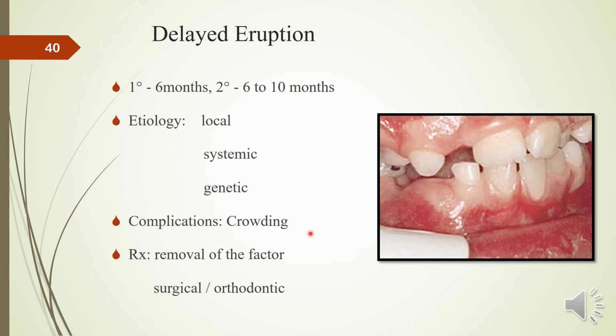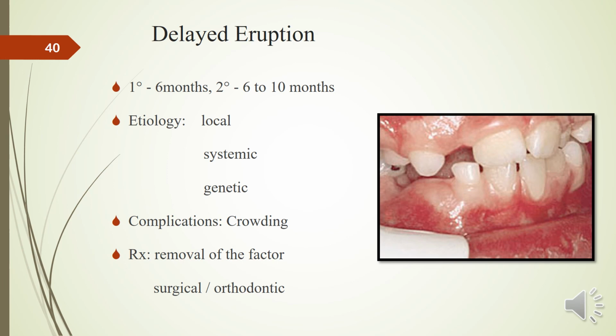The causes could be local, systemic, and genetic, and the complication is always crowding, because the adjacent teeth tend to drift into the space which is supposed to be occupied by the unerupted tooth. Of course the treatment is removal of any factors, for example if you have a delayed eruption because of a bony spicule or sequestrum, or you can go in for a full-fledged comprehensive fixed orthodontic treatment to correct that.